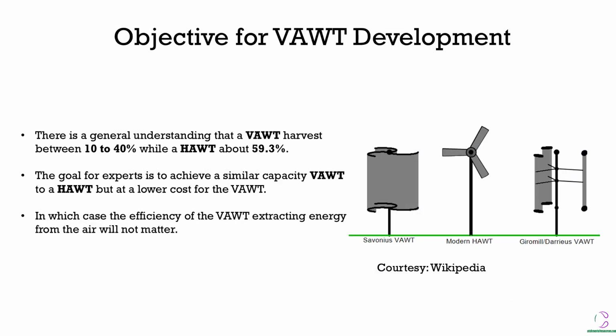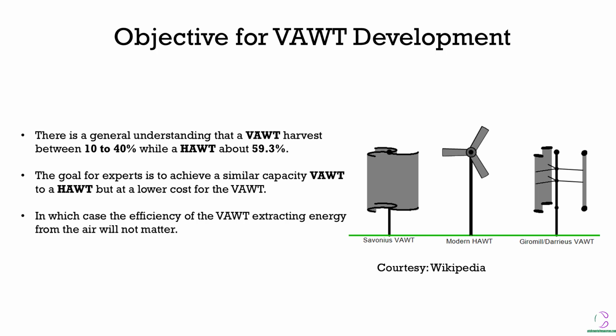Just like I said earlier, for the different VAWTs, you have from 10% to 40%. It could be anything from the Savonius to the Darrieus or hybrid systems for which this efficiency exists. And for HAWTs, you have 59.3%, which is based on Betz's law. Presently, the goal for experts is to achieve a similar capacity for VAWTs compared to HAWTs, in which case they need to spend less money to achieve this.